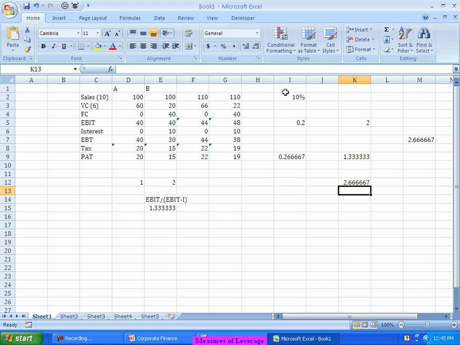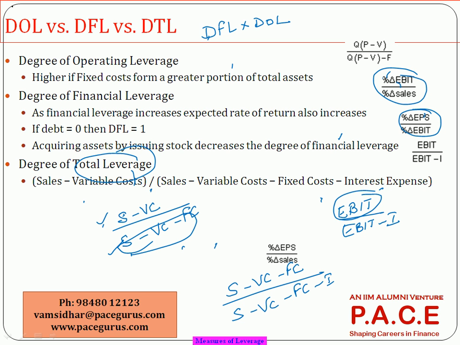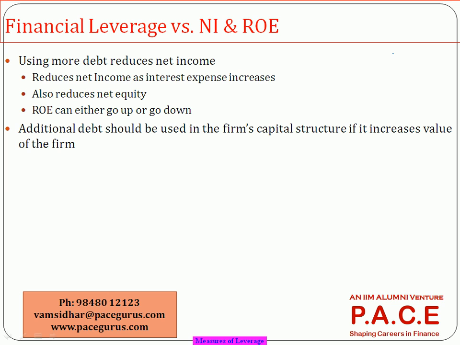Which is nothing but sales minus variable cost by sales minus variable cost minus fixed cost, giving us the degree of operating leverage. And if I include even the interest part, it gives me the degree of financial leverage. So we have already seen what kind of impact this financial leverage can have on the net income. The higher the financial leverage existing, we should be comfortable with the word. When we say financial leverage, it is nothing but more debt, more of a debt, more of interest.